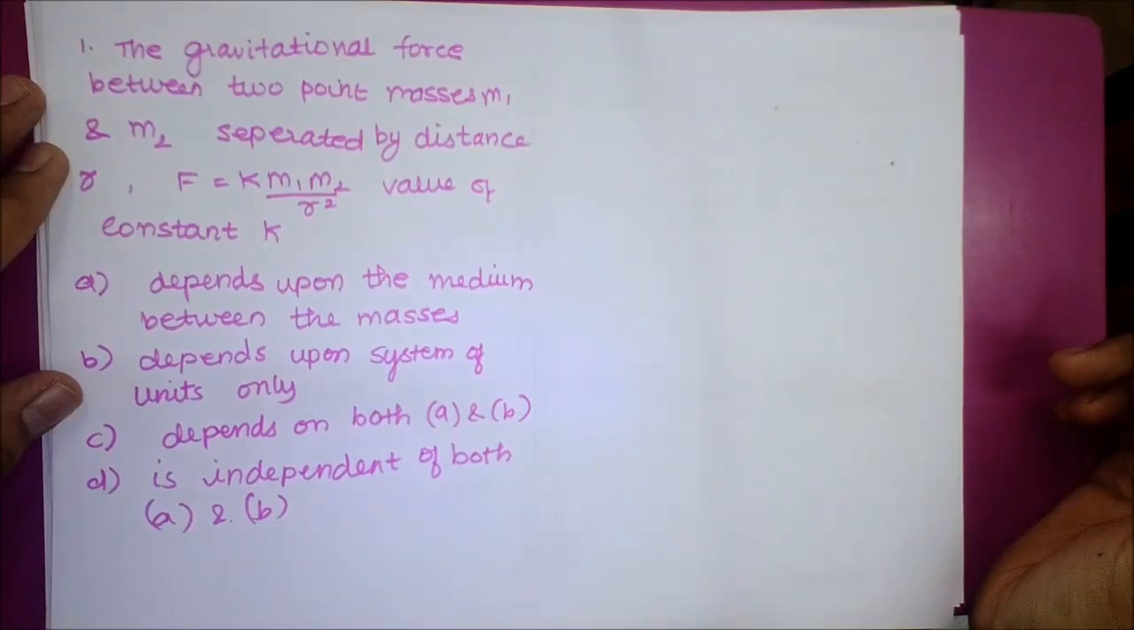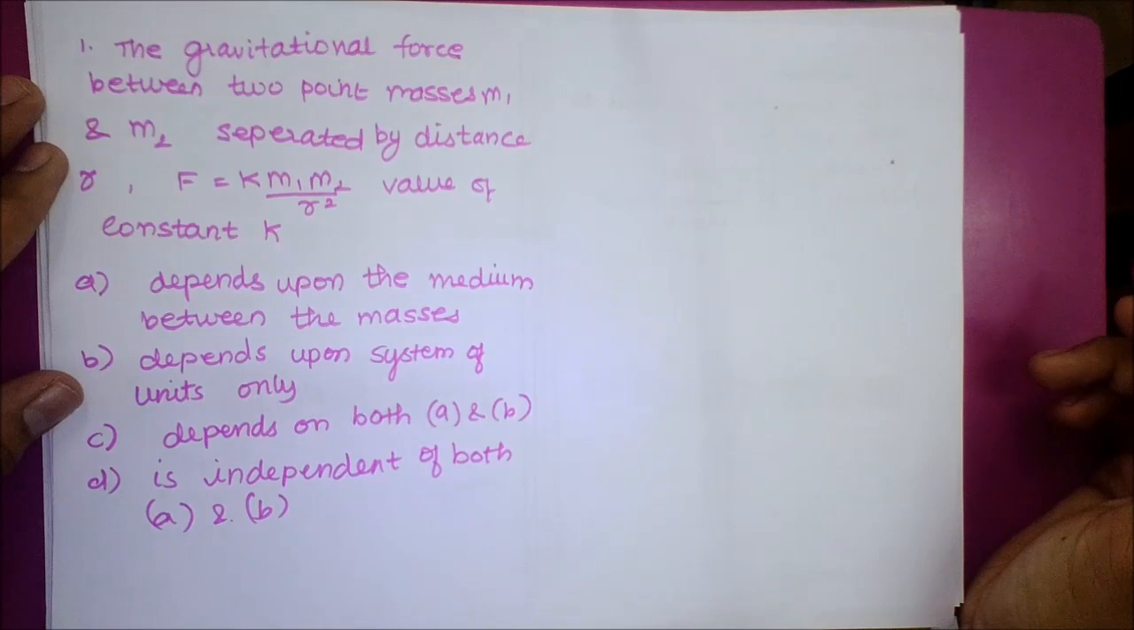Gravitation, question number 1. The gravitational force between 2 point masses m1 and m2 separated by distance r is F equal to k m1 into m2 upon r square. Value of constant k: Option A, depends upon the medium between the masses. Option B, depends upon the system of units only. Option C, depends upon both A and B. Option D, is independent of both A and B.